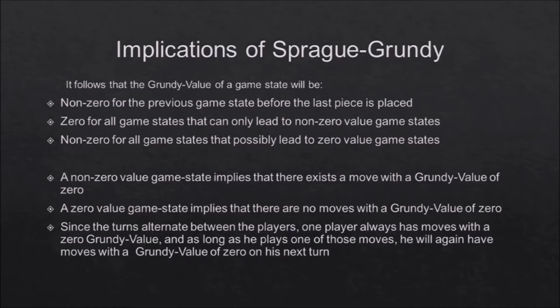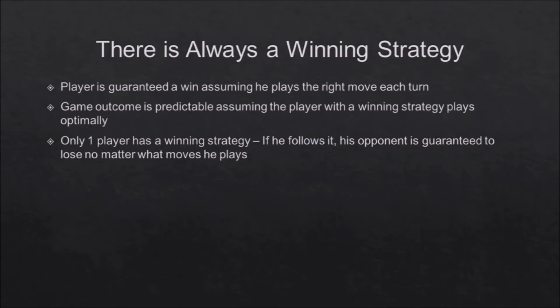A non-zero value game state implies that there exists a move with a Grundy value of 0. If there is a game-ending move in this game state, this move is the winning move. A zero value game state implies that there are no moves with a Grundy value of 0. Since the turns alternate between the players, one player will always have a move with a Grundy value of 0, and as long as he plays one of these moves, he will again have a 0 Grundy value move on his next turn.